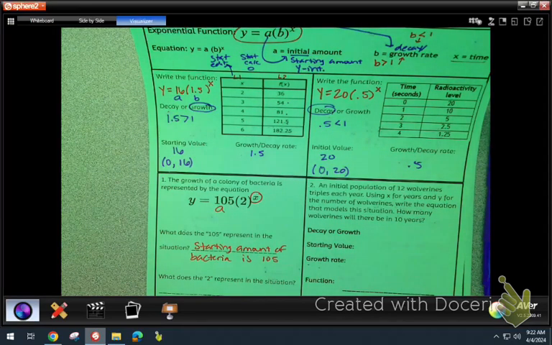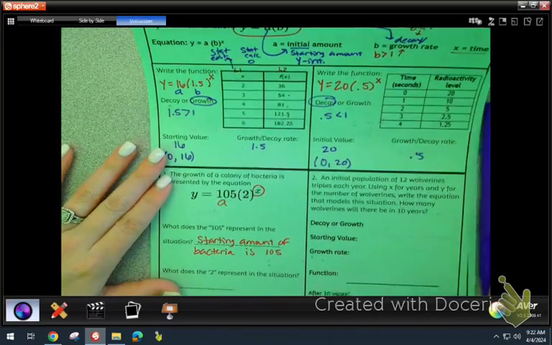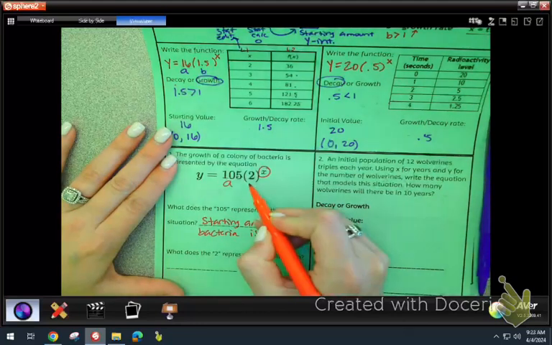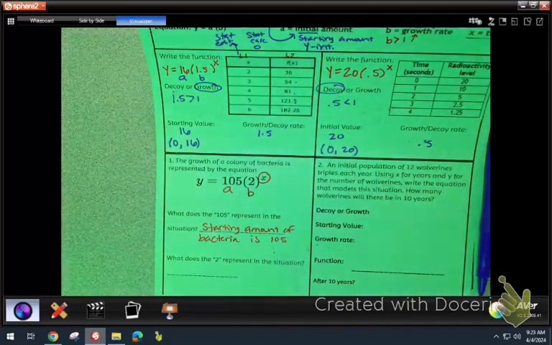Then it says, what does the 2 represent? Well, the 2 is our B. It's our base. It's in parentheses. It's attached to the exponent. Is that number greater than 1 or less than 1?